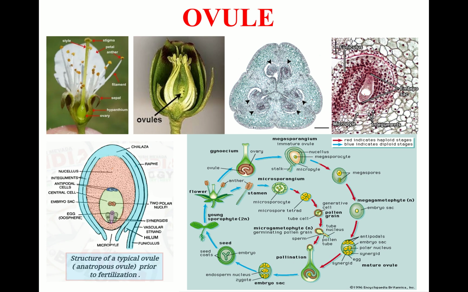So in the embryosac, what are the cells present? Firstly, antipodal cells. These provide nutrition to the developing endosperm as well as embryo. And beside the egg cell, you can see the synergids, wherein you can see the filiform apparatus, which are finger-like projections, which helps the pollen tube to direct towards the egg cell.